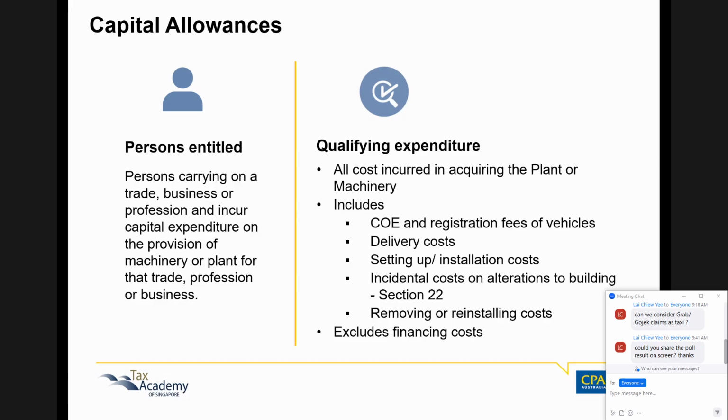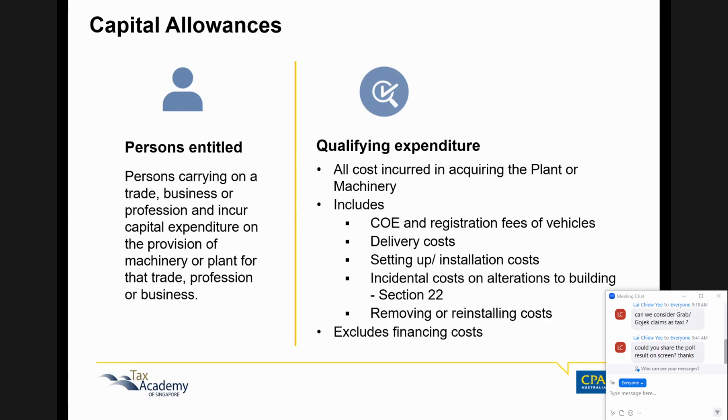Okay, this will include all costs incurred in acquiring the plant or machinery. If we are looking at motor vehicles, this will include your COE and registration fees of vehicles. So this capital allowance is on your capital expenditure of plant and machinery. This will also include your delivery cost, your setup and installation cost, and incidental costs on alterations to building, and this is under section 22.